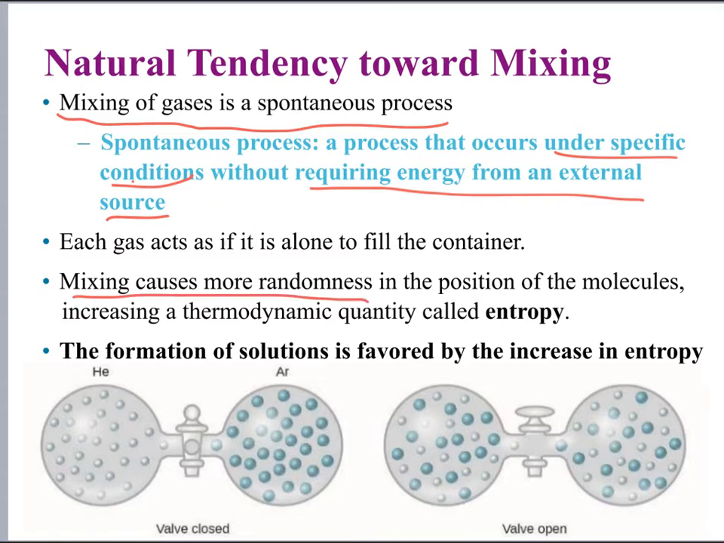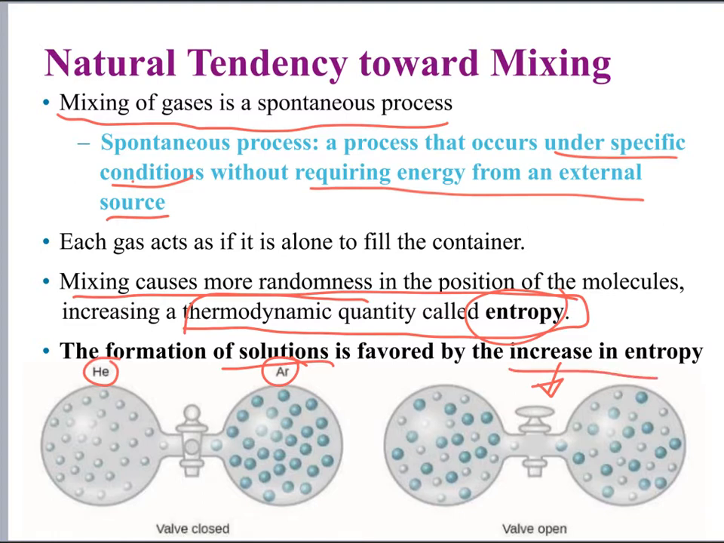Mixing causes more randomness, and this is something that the universe likes. It increases a thermodynamic quantity, which again has to do with spontaneous processes, called entropy. You're going to hear this later on in the semester, but just know that randomness is entropy. The universe likes it. Whenever you have these solutions of gas, for example helium and argon, and you open a valve to let them mix, they go completely into random places. They mix completely. This is favored because of that increase in entropy.